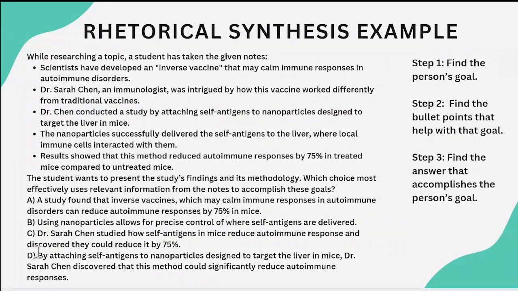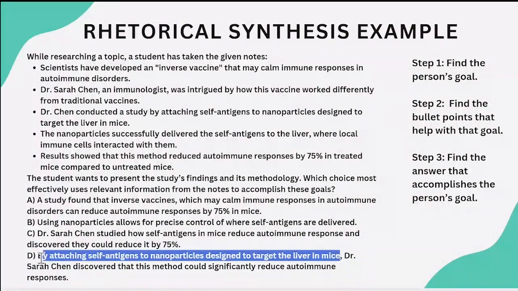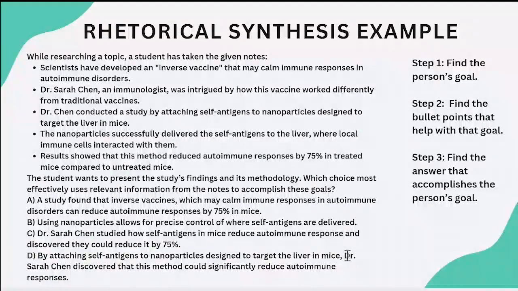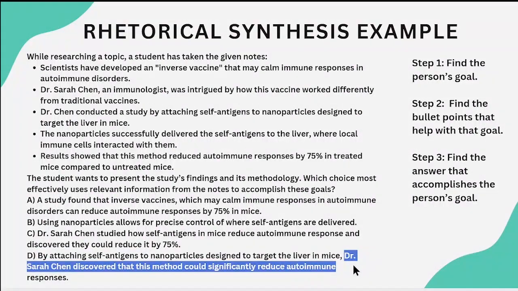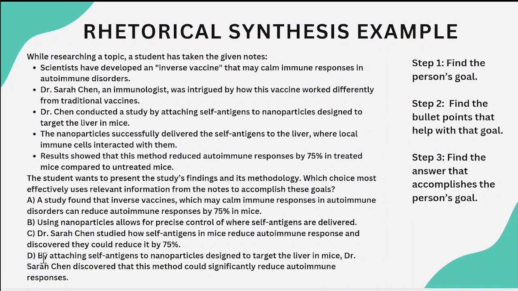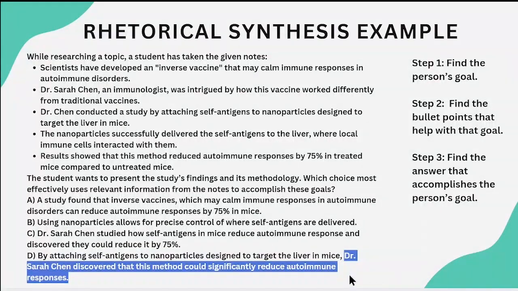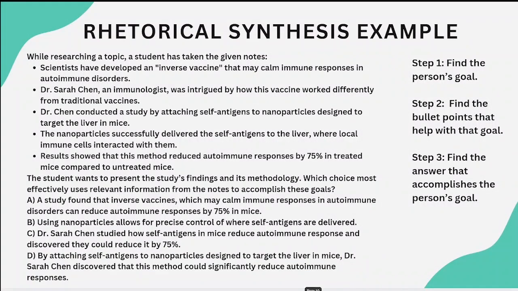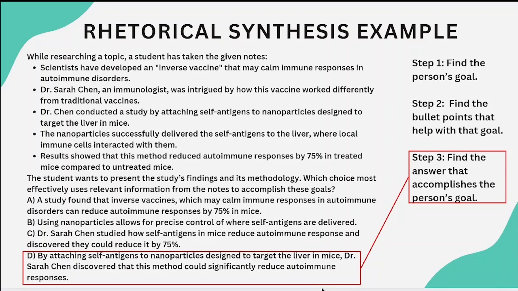We go to D now. By attaching self-antigens to nanoparticles designed to target the liver in mice, okay, this is a good start. This is the methodology. This is how it was done. Dr. Sarah Chen discovered that this method could significantly reduce autoimmune responses. Great. So this both talks about the methodology and then it talks about the findings. This is the answer now, so there you go. D is the correct answer.